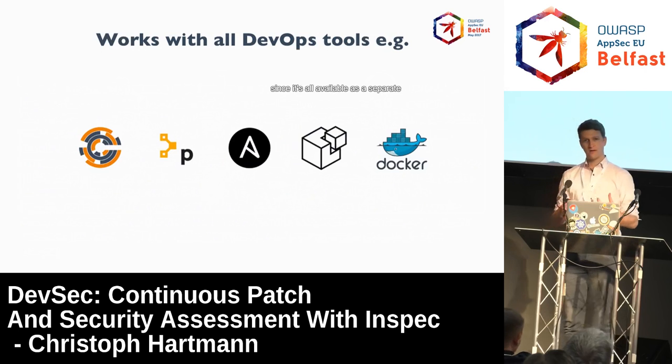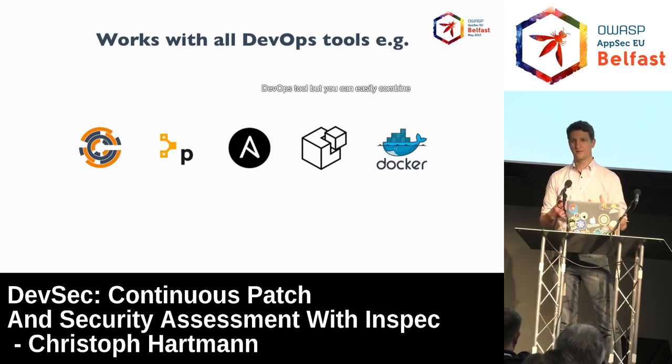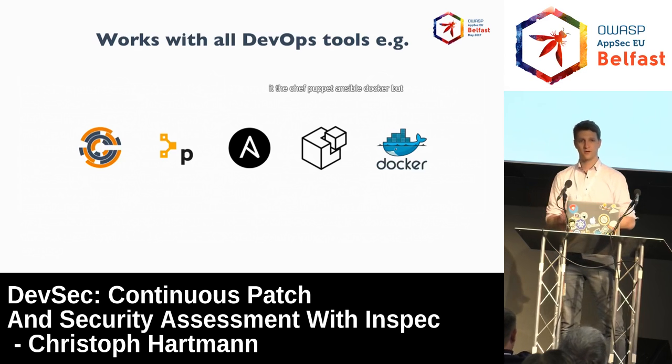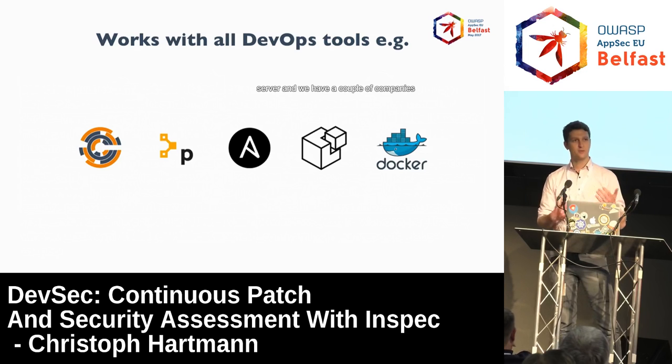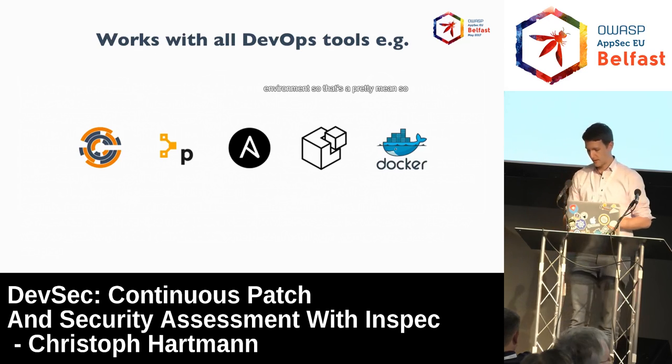Since it's all available as a separate thing, you're not depending on a DevOps tool, but you can easily combine it with Chef, Puppet, Ansible, Docker. But even if you have a manually deployed server, and we have a couple of companies using it for AIX infrastructure, for example banks in particular. They have a lot of those servers running, and they can now use this tool to remotely verify their servers, and they are normally in a really restricted environment, so that's pretty neat.